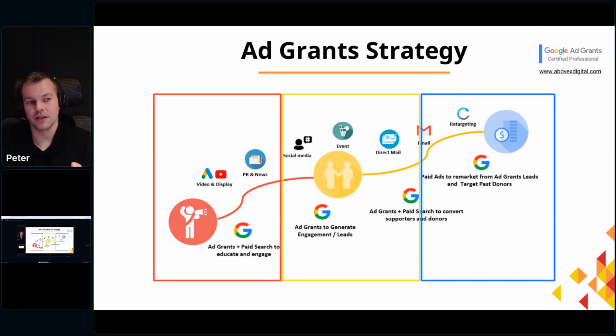On the third stage, as you can see here, and again, this is a slide from Google. Google doesn't even suggest using Ad Grants. And the reason is simple. Google knows that using Ad Grants to generate financial donations is very difficult because those keywords are occupied by commercial advertisers. So Google suggests using paid ads, especially retargeting, right?